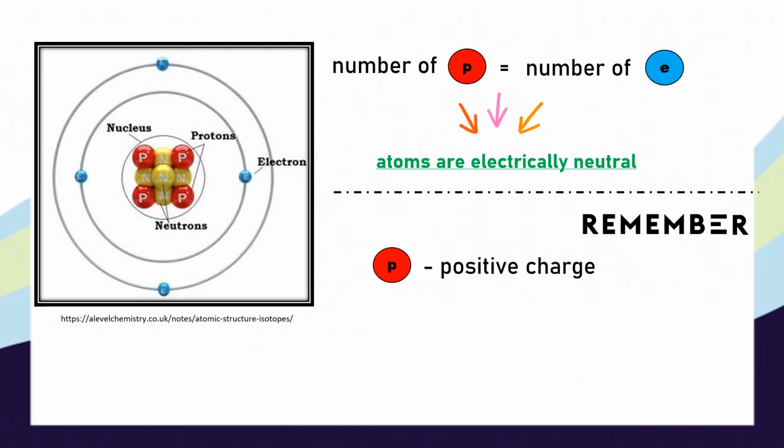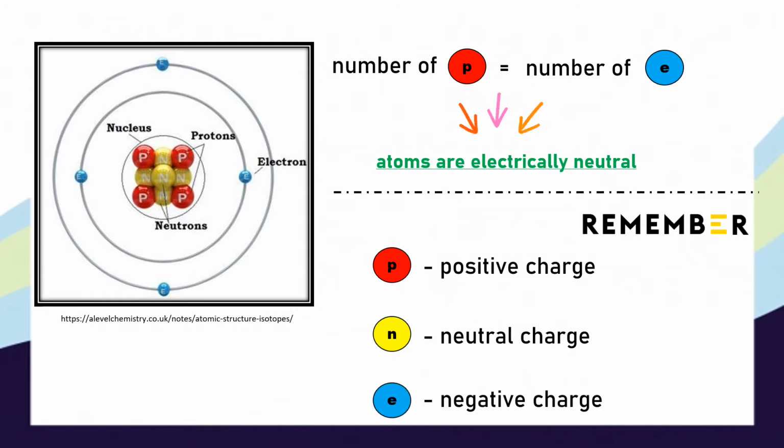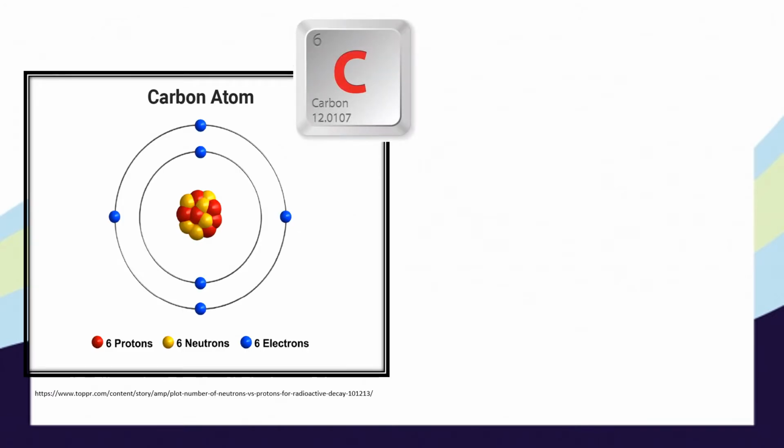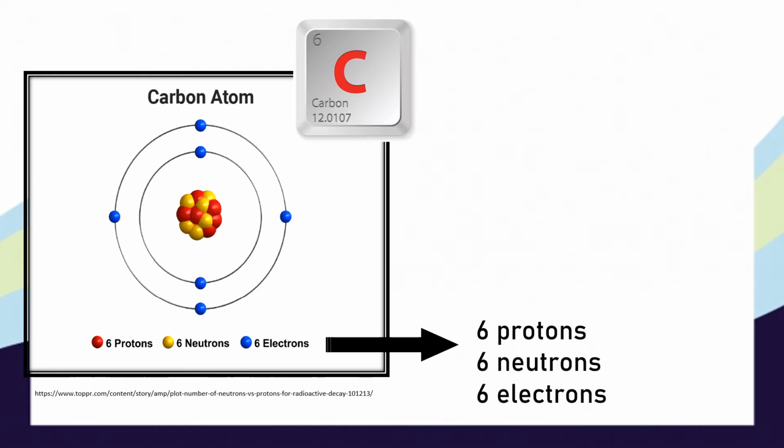So remember, P stands for positive charge, N stands for neutral charge, and E stands for negative charge. P, proton, N, neutron, and E, electron. So if we look at the model of the element carbon, which has 6 protons, 6 neutrons, and 6 electrons, in most cases, we can see the electrons in simple rings or shells, which are actually surrounding the nucleus.